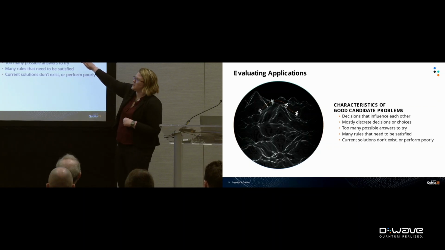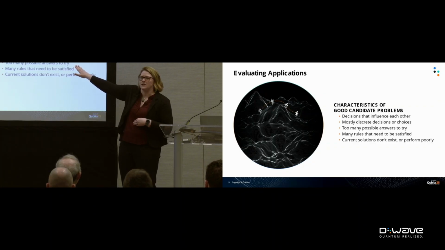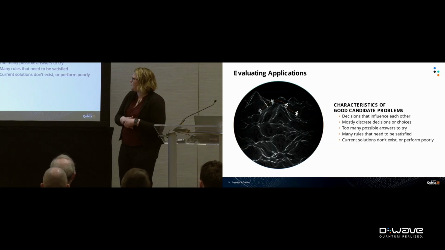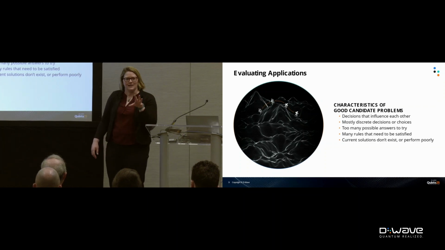Moreover, we'll look for mostly discrete decisions or choices. That also gets back to the quantum optimization. We want to be able to have some confidence in that process. So we'll look for discrete decisions or choices. Too many possible answers to try. Our friends from SAS talked about that the other day as well. We want to look for a very large problem landscape. Many rules that need to be satisfied. Friends from SAS again talked about that as well, how we can use the nonlinear solver to take those constraints, reformulate the problem, reduce them, and get feasible solutions where other solvers may not be able to fit the bill.